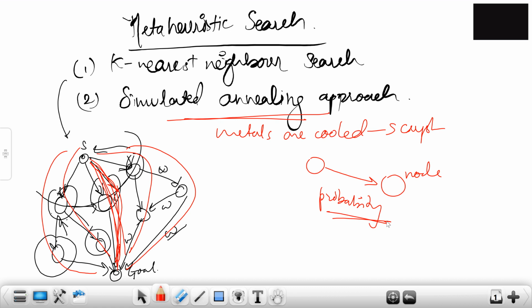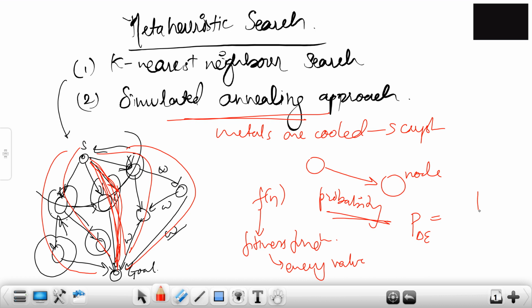In this algorithm, each node n has an energy value, which is nothing but your fitness function. The fitness function here is your energy value because it's a simulated annealing approach. So the energy value is basically the fitness value of that particular node, and based on that we decide the probability of the move being executed. The probability of traversing is given by this formula: P = 1 / (1 + e^(ΔE/T)).